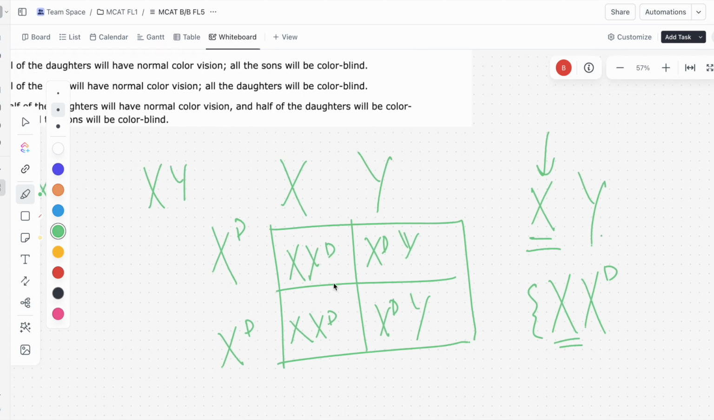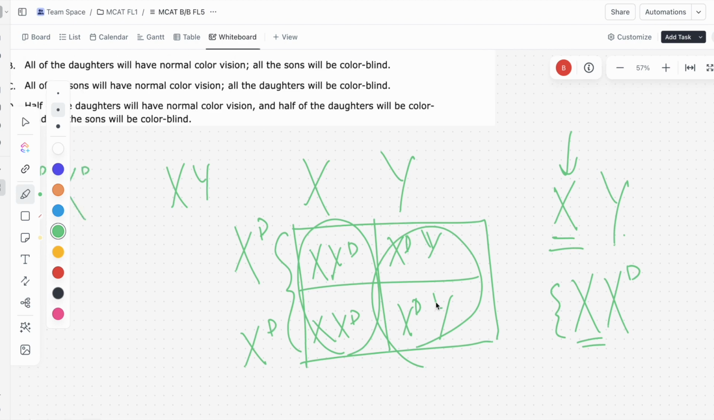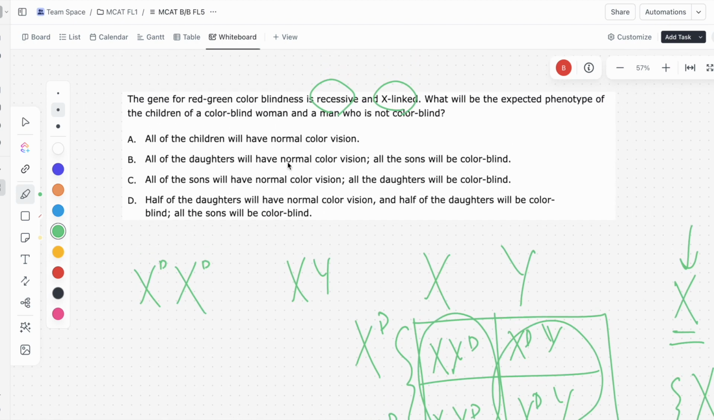So what does that tell us? That means all of the daughters, even though they carry the colorblindness gene on an X chromosome, will not be colorblind themselves. Whereas all of the sons, because they only have one X chromosome that carries the colorblindness gene, have to be colorblind. So looking at our answer choices, it seems that B is the correct answer.